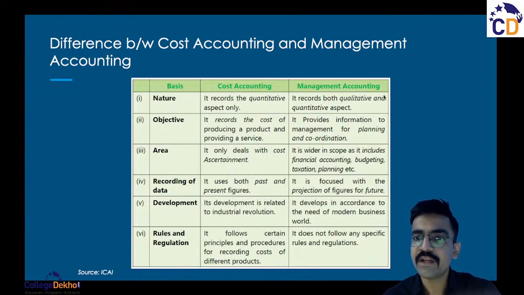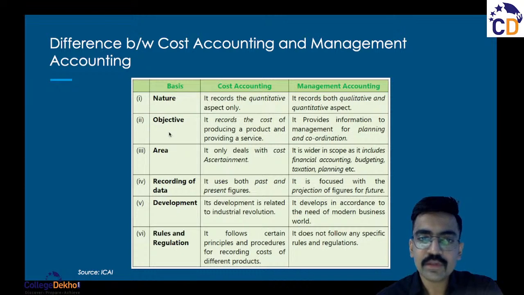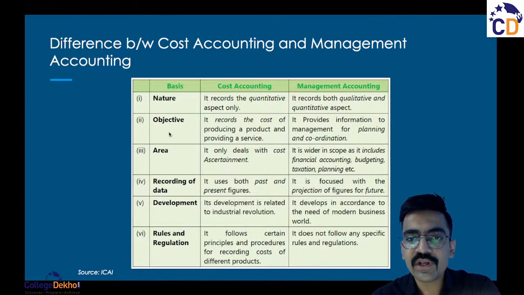While on the other hand, management accounting, since it is concerned with financial accounting as well, it is concerned with financial management as well. It records both the qualitative and the quantitative aspect, right? And then on the basis of objective, cost accounting records the cost of producing a product and providing a service. While on the other hand, management accounting provides information to management for planning and coordination, right?